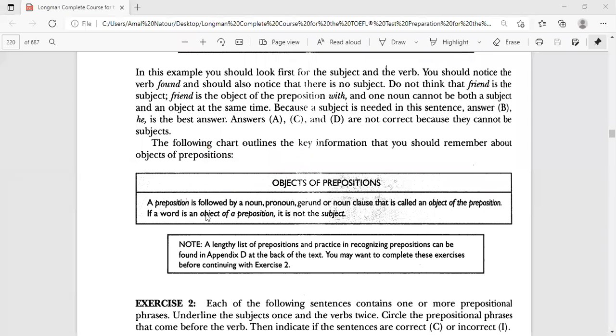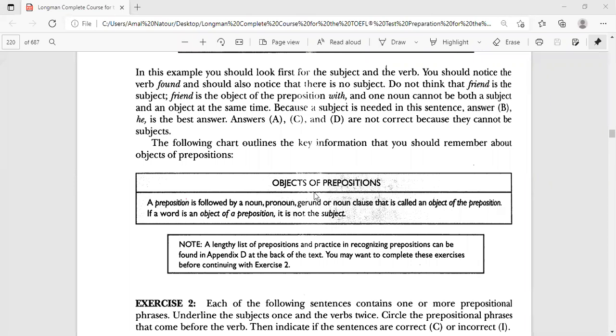حرف الجر يلي هي اسم مجرور به. إما اسم, a noun, pronoun, gerund, or noun clause. Okay, that is called ما يلي حرف الجر. It is called object of preposition. الاسم المجرور بحرف الجر. If a word is an object of preposition, it is not the subject. عندما تكون الاسم هو اسم مجرور بحرف الجر يسبق حرف جر، فهي اسم مجرور وليست السبجكت وليست الفاعل not the doer.